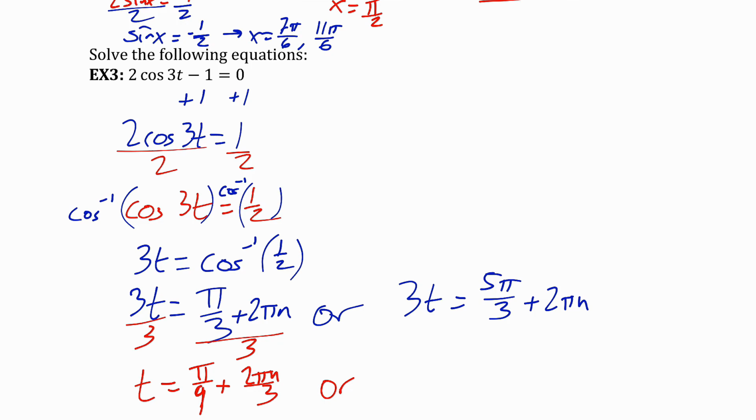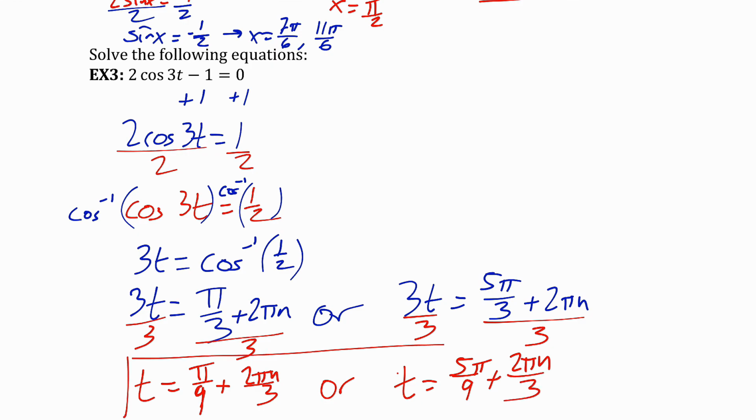Same thing on the other side. Divide both sides by 3. We got t equals 5 pi over, in this case, 9 plus 2 pi n over 3. So we got to make sure we find the coterminal angles and also make sure we're doing the operations on those coterminal angles.